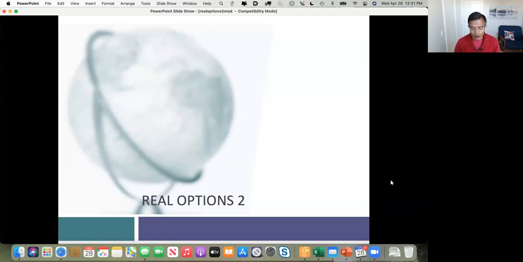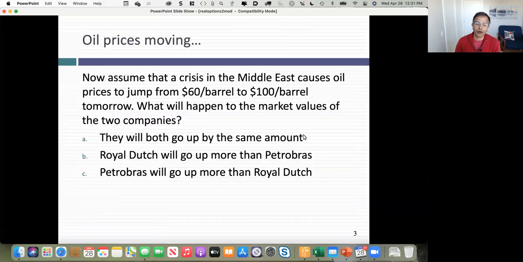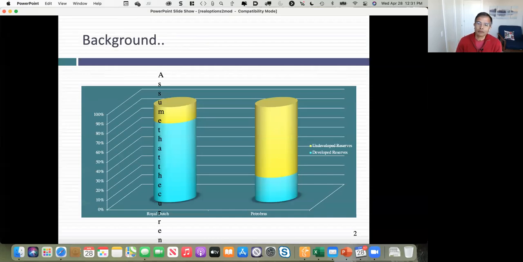So today's start of the class test is going to build on that premise. Let's assume you have two companies. The two companies are Royal Dutch and Petrobras. Let's assume for purposes of discussion that they both trade at the same market cap. But here's the difference. Royal Dutch gets most of its value from developed reserves, and Petrobras gets most of its value from undeveloped reserves. So right now they're at the same market cap.